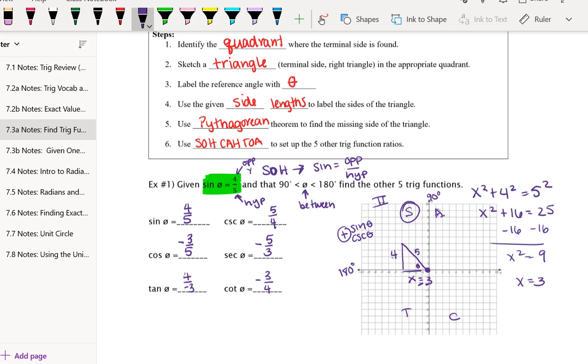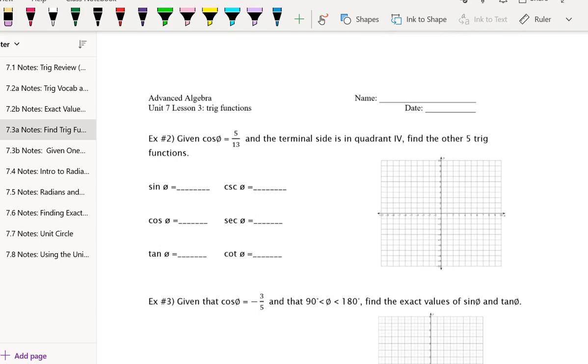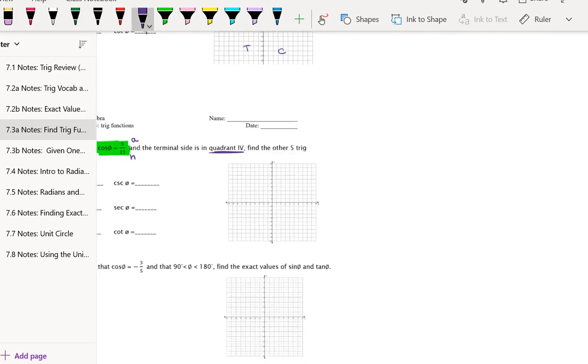Okay. So I didn't do a very good job explaining that one, so I'm going to do a better job on the next one, and I'm going to maybe not use the coordinate plane, because I think the coordinate plane actually makes things more complicated. So, given cosine is 5 over 13. The cosine is the adjacent over the hypotenuse, okay? The terminal side is in quadrant 4. So we're over here. All students take calculus. That means that cosine is positive and its friend secant is positive.